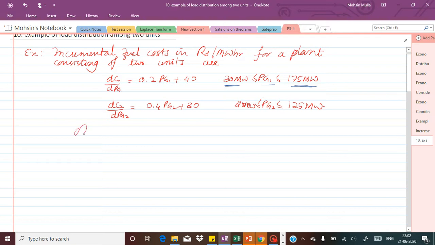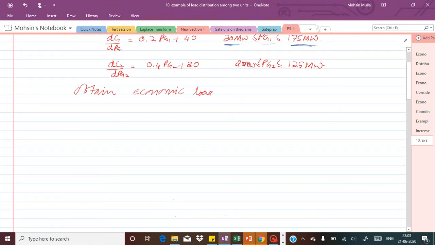Obtain economic load distribution between the two plants.